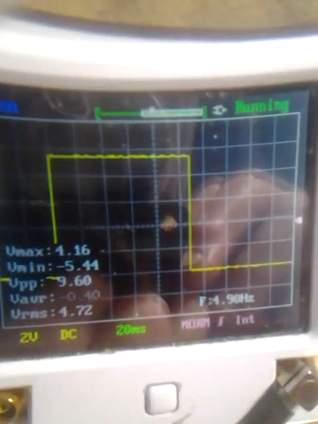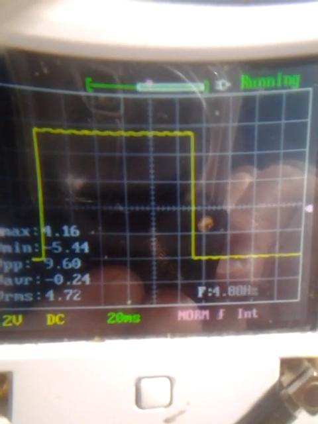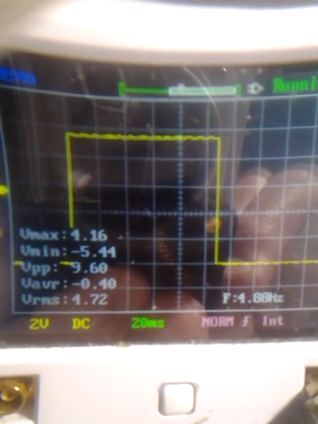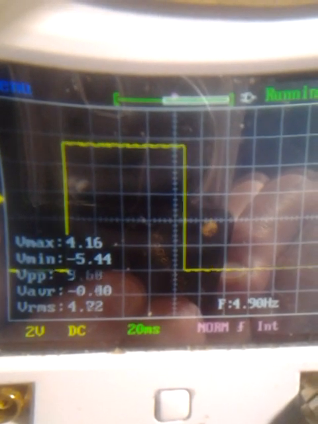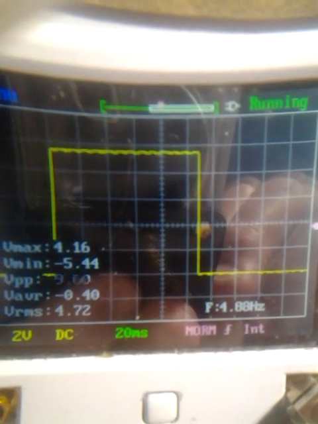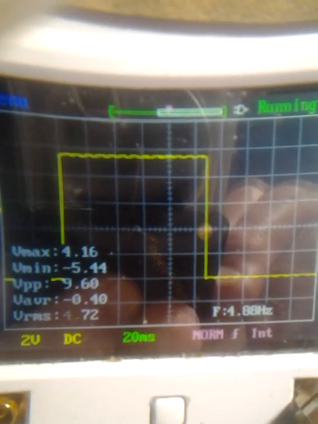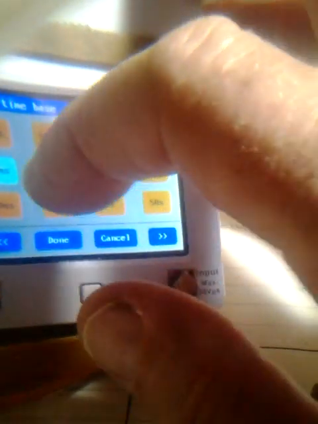Let me get the frequency. There's the frequency, or 4 hertz, 4.8 hertz. So a very classic circuit. It's just instructional. I just wanted to do this again to make sure that I clearly understand it.